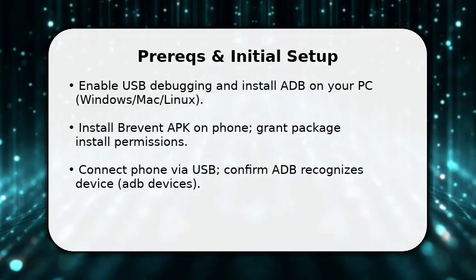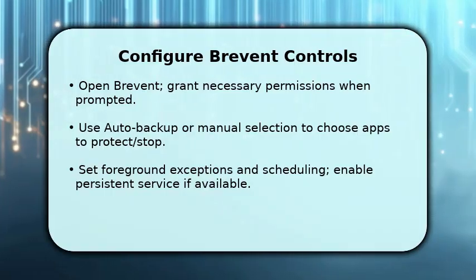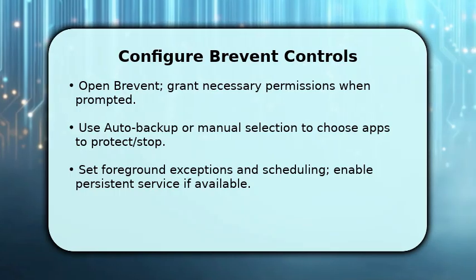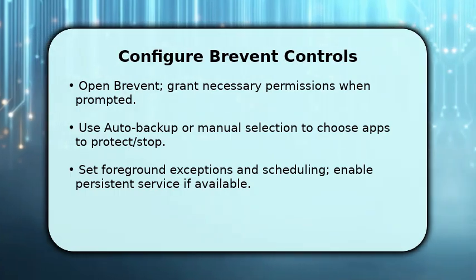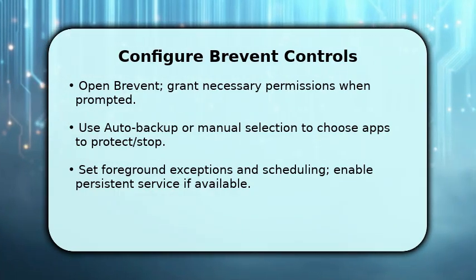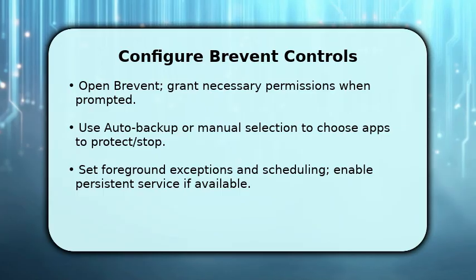Now you configure Brevent to act. Open the app and grant any runtime permissions it requests. Those let it issue stop commands. Choose Apps to Brevent. Tap to exclude essential foreground apps, then select background apps you want Brevent to stop. Once you've curated the list, enable auto stop or set a schedule so Brevent runs routinely.